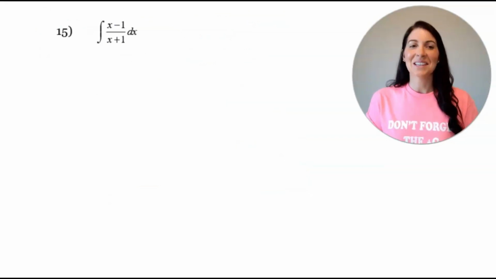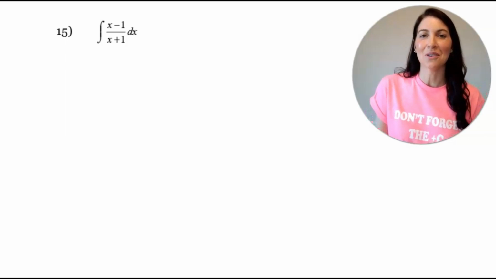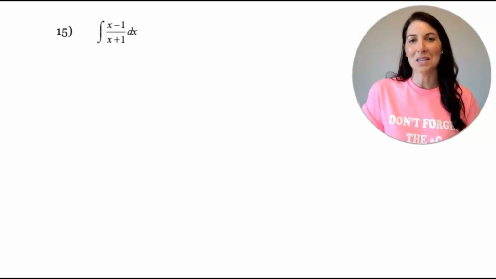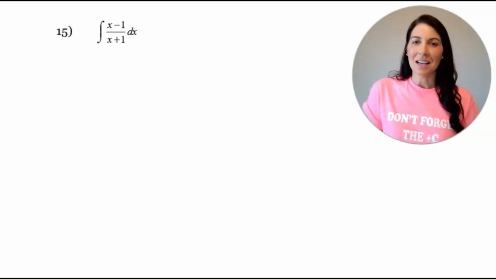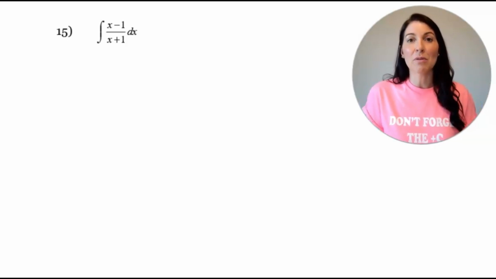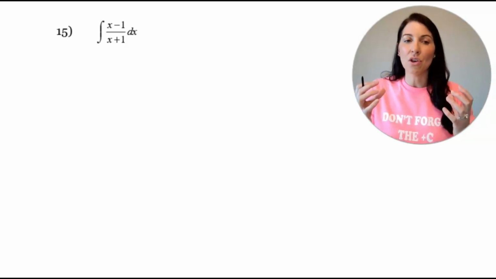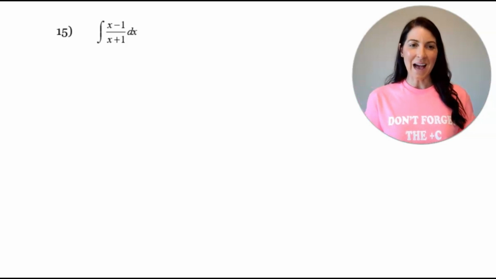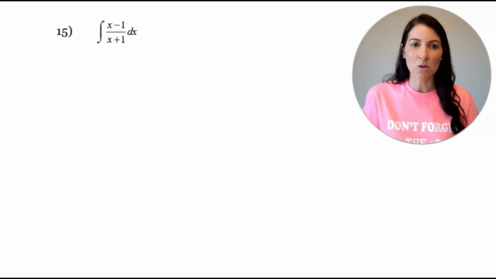Let's look at our next level 2 question, and we have the integral of (x minus 1) over (x plus 1) dx. Now, again, sometimes people's strategy would be to make the denominator the u. Well, in this case, I wouldn't make the denominator be u because then the derivative would just be 1 and I wouldn't get the x minus 1.